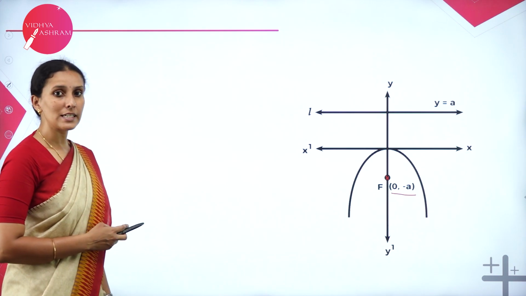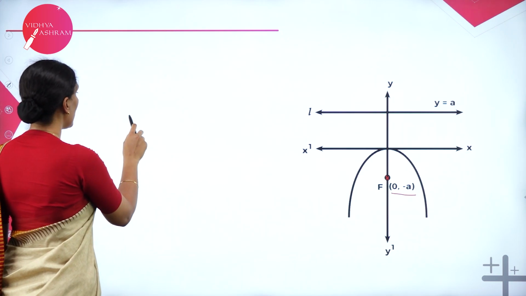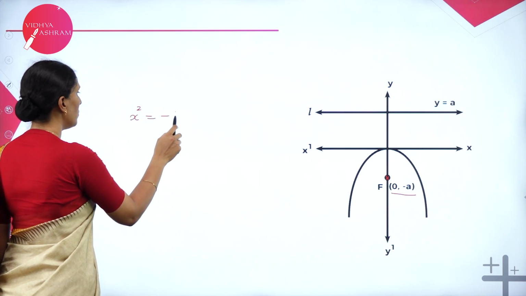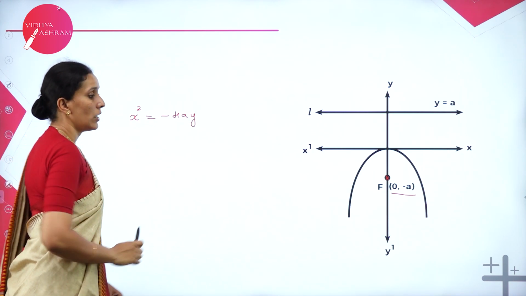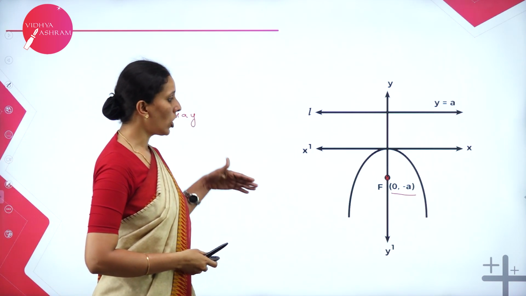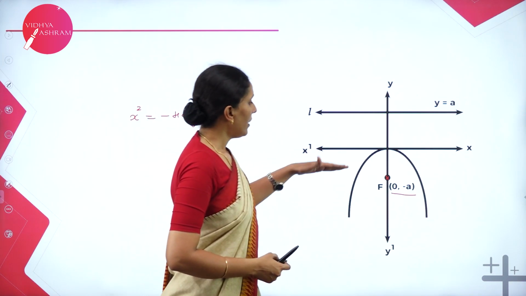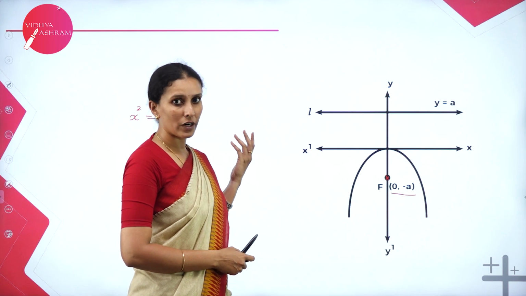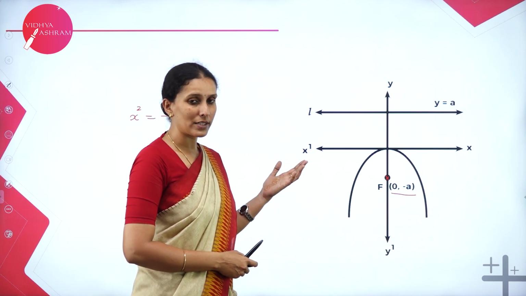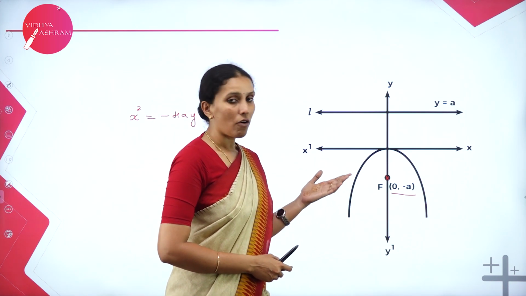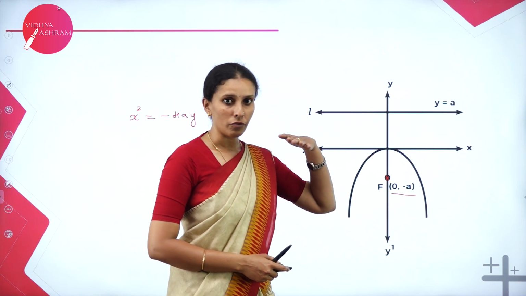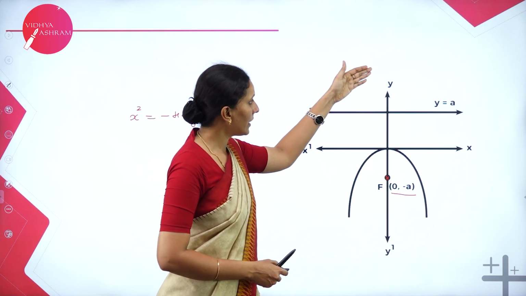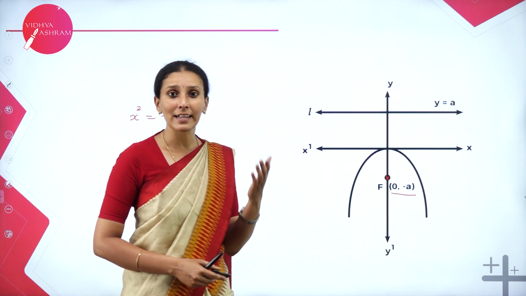So therefore the focus is 0, minus a, and here the equation becomes x square is equal to minus 4ay. So clearly we can see in all these types of parabola, when the equation has a negative sign, it is obviously downwards or towards left. When the equations are positive, the parabola is towards the right or towards the up. And I am also telling about x and y axis as axis of symmetry.